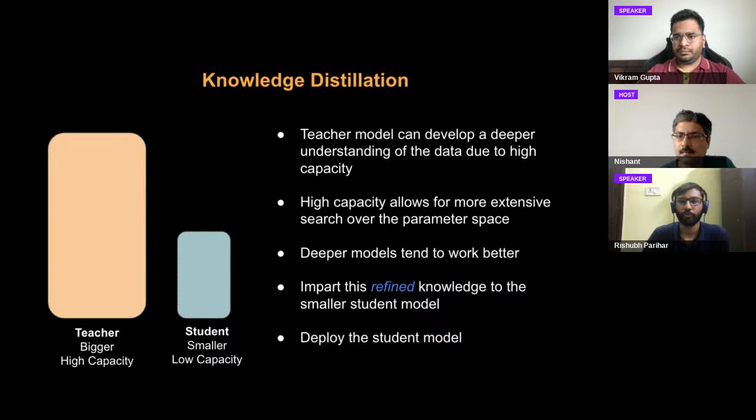So in knowledge distillation, we'll train the teacher network for a very long time with a large amount of data. The teacher network can be as complex as you want. We can train it on multiple GPUs and whatever, because finally we have to deploy only the student network. So the first goal is to train the teacher network as well as we can. Once we train the teacher network, we impart this learned knowledge to the student network. And finally, once the student network is trained, it is deployed on the machine.